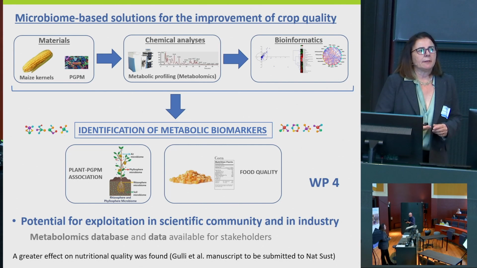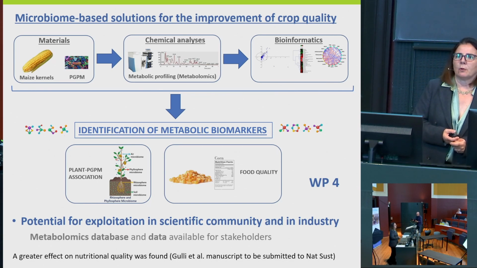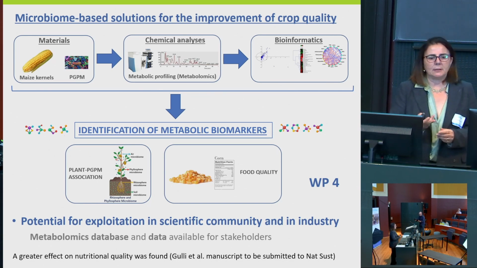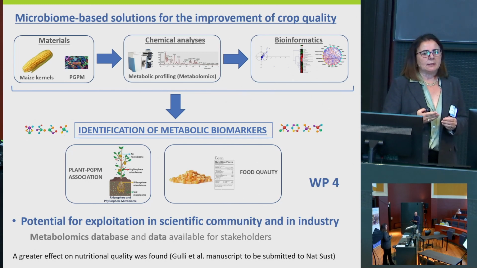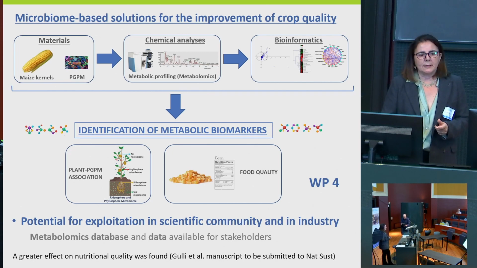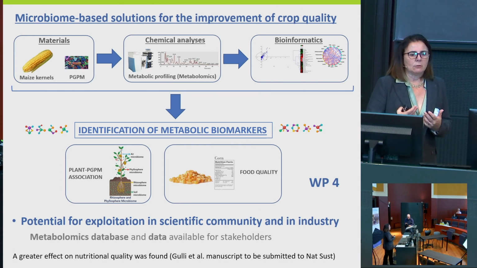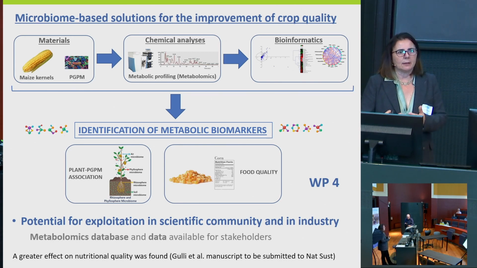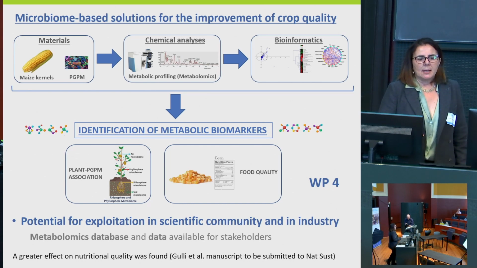But also we identify the biomarkers of crop quality by investigating metabolomics in fruit, so in particular in wheat and maize. We identify the metabolites that are strictly related to the crop quality. And in particular, we found a great nutritional quality when the plants were inoculated with microbial products.